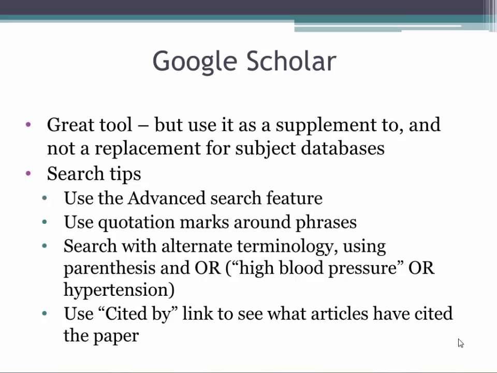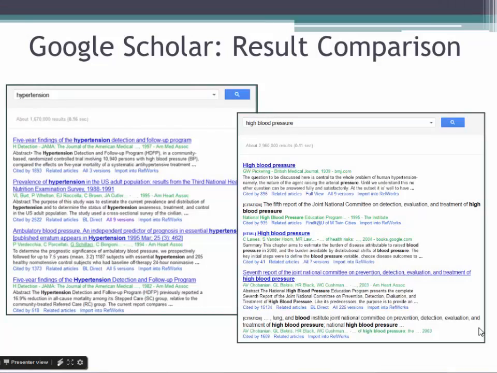Some search tips: using things like the advanced search feature can be helpful. You can use quotation marks around phrases. Again, take the time to build a good search with alternate terminology, using parentheses and OR, so high blood pressure OR hypertension, and again using that cited by link to see what other articles have cited that paper. So here's a quick example of why it's important to really construct a good search strategy.